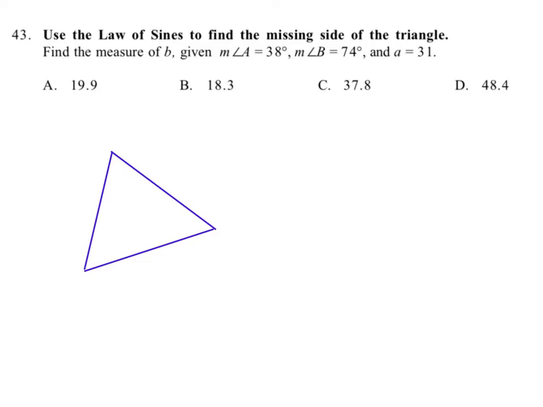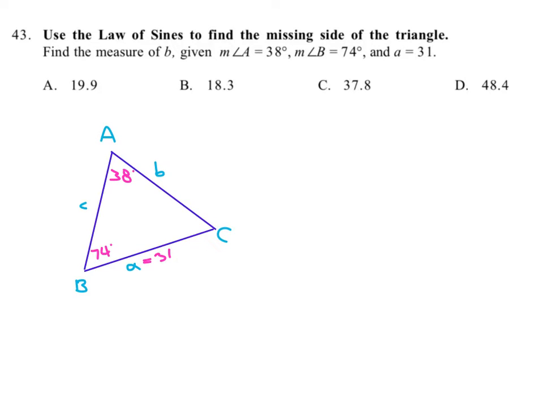So I'm going to label it A, B, C, because those are the letters we're typically using. Big C. And then this is little a, this is little b, and this is little c. And let's label what we know. We know that the measure of angle A is 38 degrees. We know that the measure of angle B is 74 degrees. And we know that side a is 31.